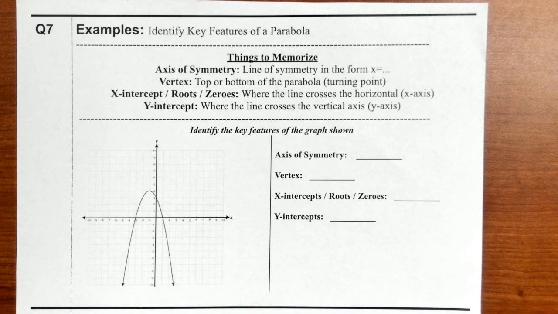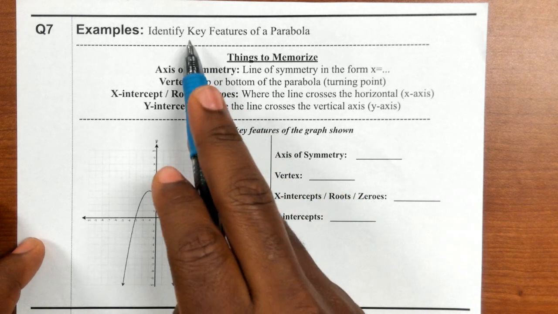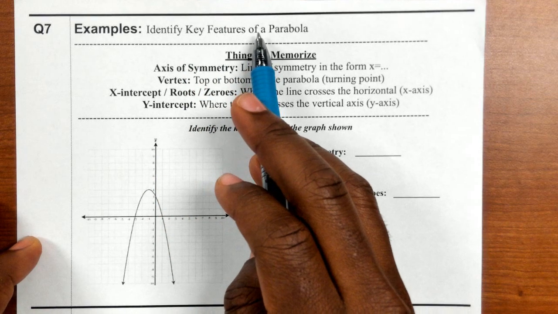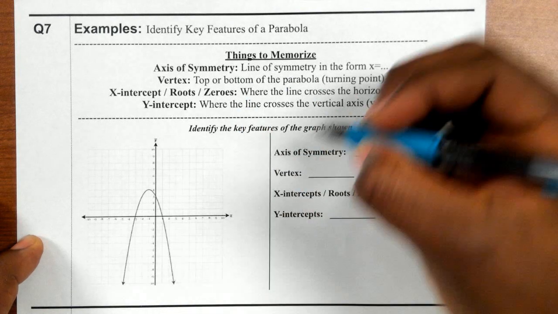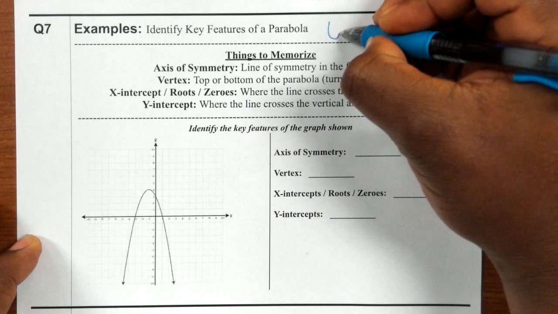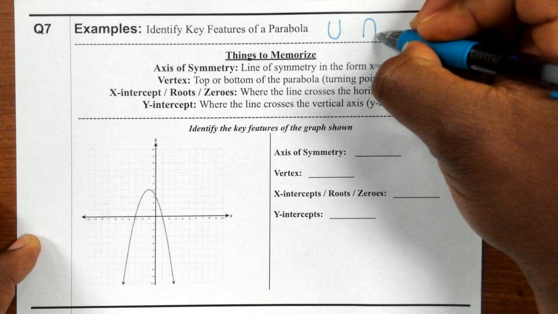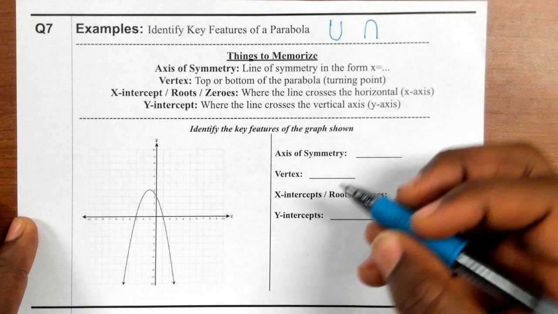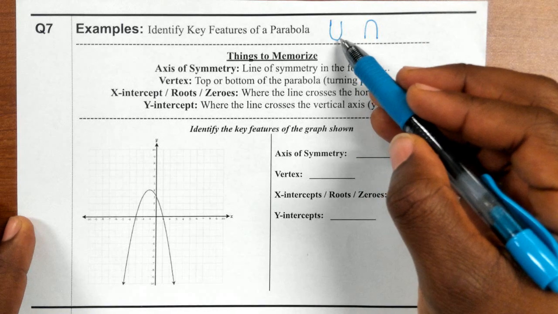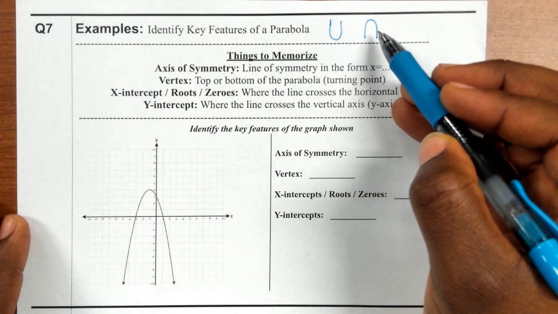Unit 6, question number 7. Question number 7 wants us to identify key features of a parabola. If you remember, I told you that a parabola is either a U or an N shape. So again, this is what a parabola is, either a U or an N shape.